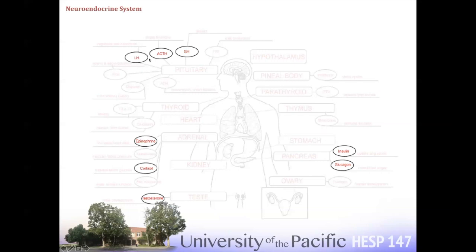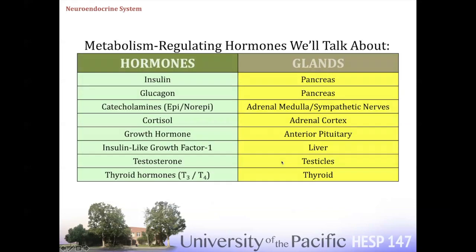Luteinizing hormone, right? We're just en route to the gonads. Growth hormone, adrenocorticotropic hormone, we are en route to cortisol. There's your testosterone, insulin, and glucagon. We'll talk about those things. This is just another look at the same hormones, just what glands are releasing these things and what the actual hormones are we're talking about.